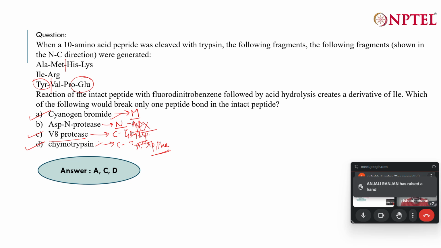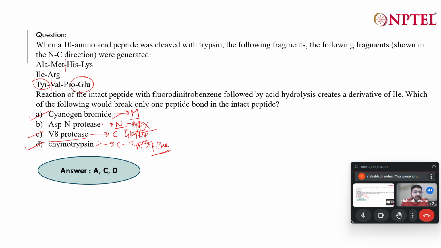Yes. Sir, in case of V8 protease, it will cleave at the C terminal of either aspartate or glutamate. Since we know that the sequence contains one glutamate at the end, if it is cutting at the C terminal, it means there is no cut.